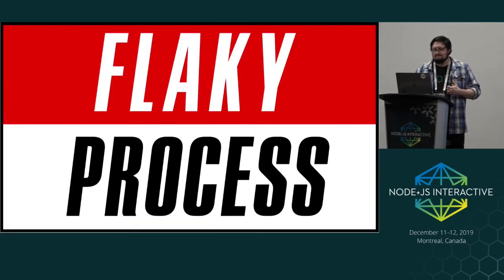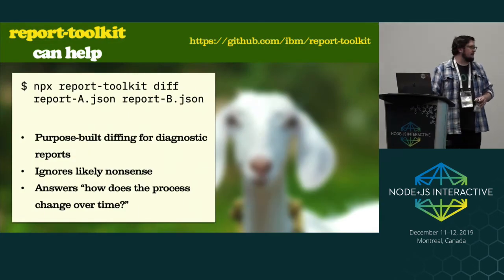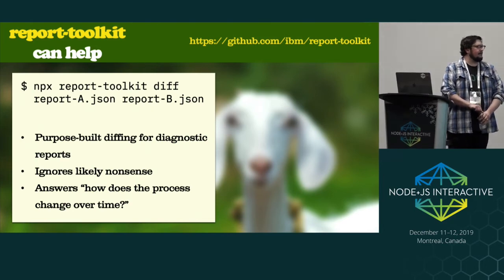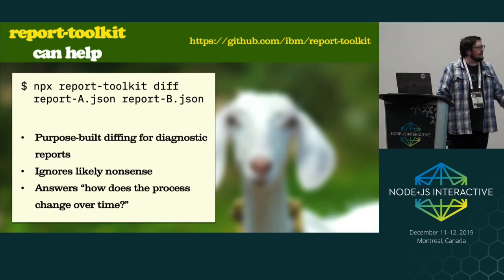Another problem you might have: you've got a flaky process, it's running and you're not sure why, it just fails once in a while. Maybe it fails on one machine but not the other, and you can't really tell what the difference is. One thing Report Toolkit can help with here is the diff subcommand. You could take report a.json and report b.json and give them to your favorite diffing tool, but that's for diffing source code or text files, not these report files. The neat thing about knowing the data we have is that we can create a purpose-built diff tool for this.